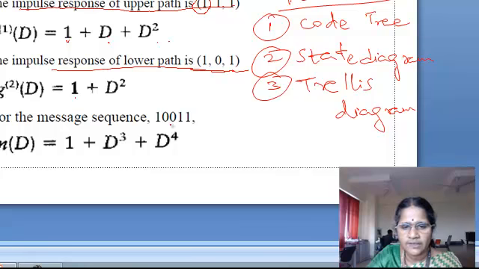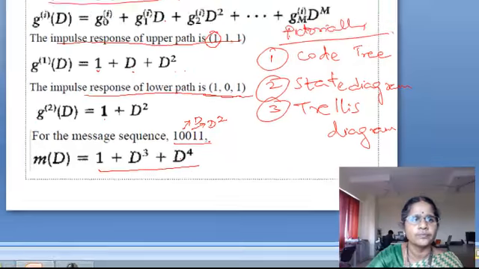And now let us encode a typical example message sequence, 10011. Now you write the message polynomial m of d equal to 1, then the coefficient of d is 0, and the coefficient of d square is 0, and the coefficient of d cube is 1, so you have this d cube here, and the coefficient of d power 4 is 1. So the message sequence 10011 is given in the form of polynomial as 1 plus d cube plus d power 4.